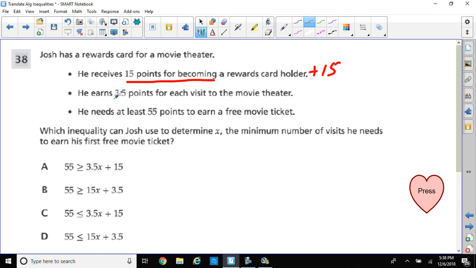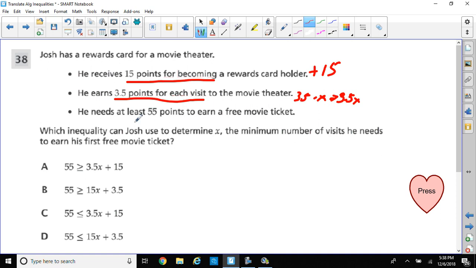He earns 3.5 points for each visit. So for one visit, he's going to get 3.5. So that's 1, so I would multiply by 1. If he did 2 visits, I'd multiply by 2, then 3, and so on. I'm going to say he has x visits, so that would be 3.5x. This is another way of writing it.